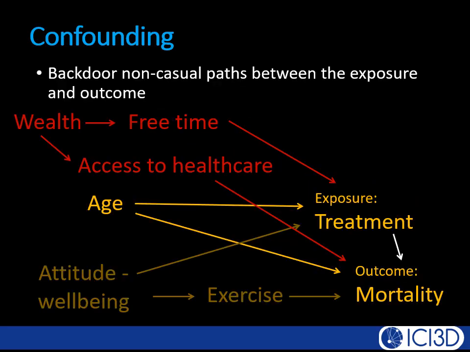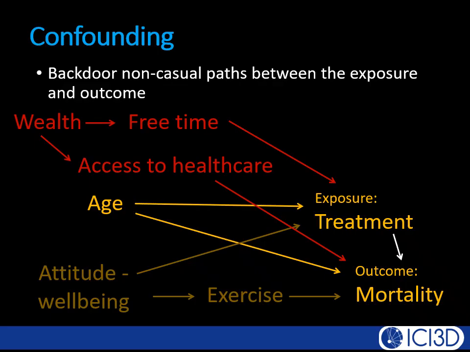Defining confounding a bit more technically, confounding occurs when there are backdoor non-causal paths between the exposure and outcome. We use the example of age, however there may be many other confounders. Perhaps one's attitude to their well-being is also a confounder. People who worry about their well-being may have tried the supplement. Those people may also exercise more, which affects their mortality. And so there's a relationship between treatment and mortality through a person's attitude about their well-being.